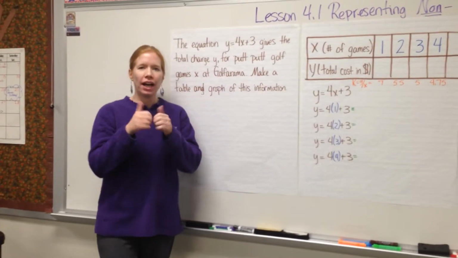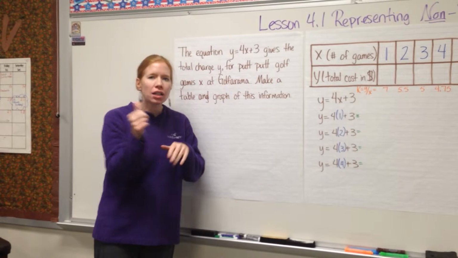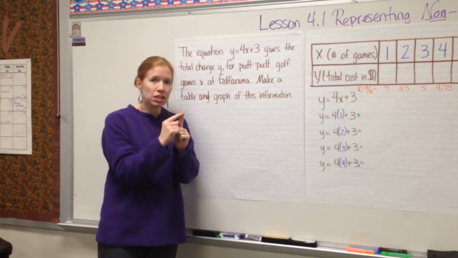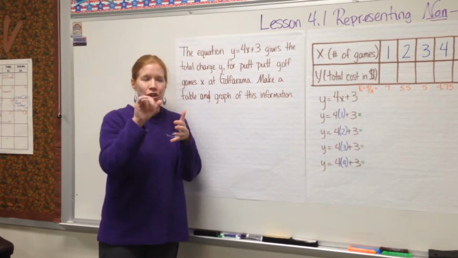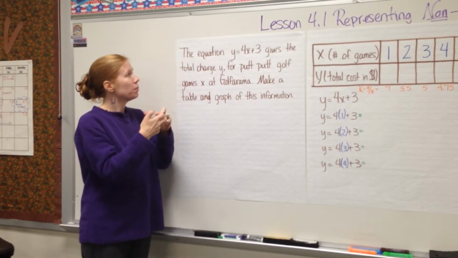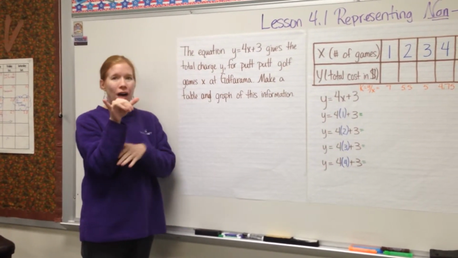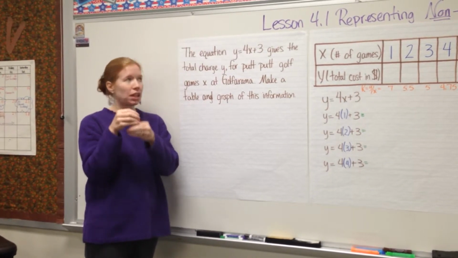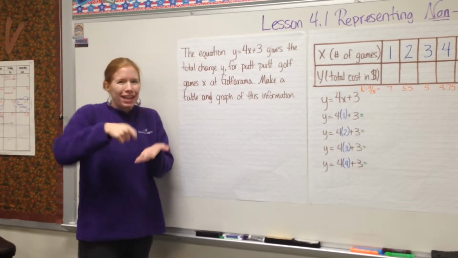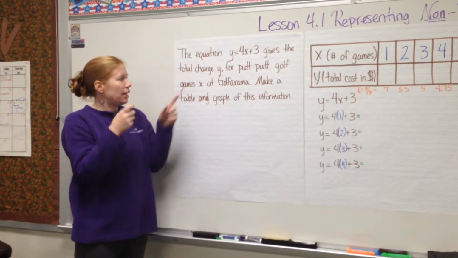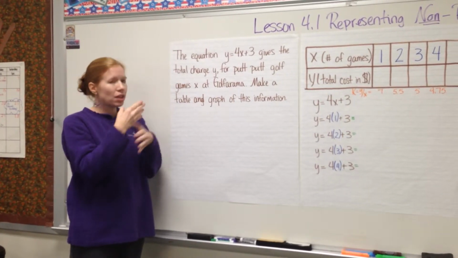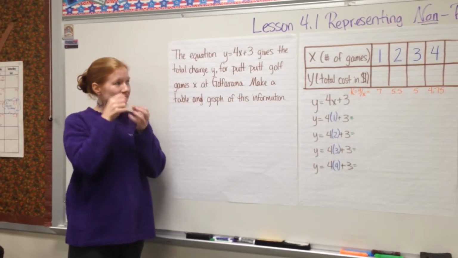We're going to talk about how to represent non-proportional relationships. We're going to talk about how to do that with words, with a chart, and a graph. Okay? So, if I have an example problem, it says the equation y equals 4x plus 3 gives you a total charge, y, for playing putt-putt golf, and x tells you how many games you play. Okay, you need to make a table and a graph for this information.